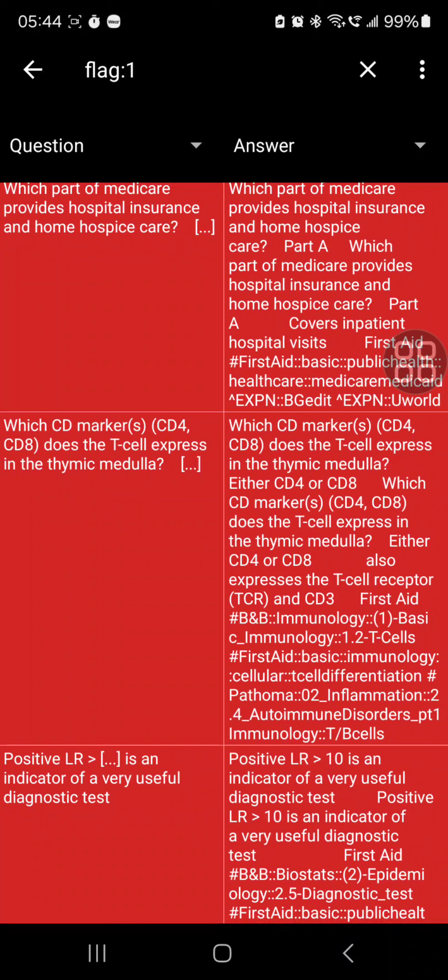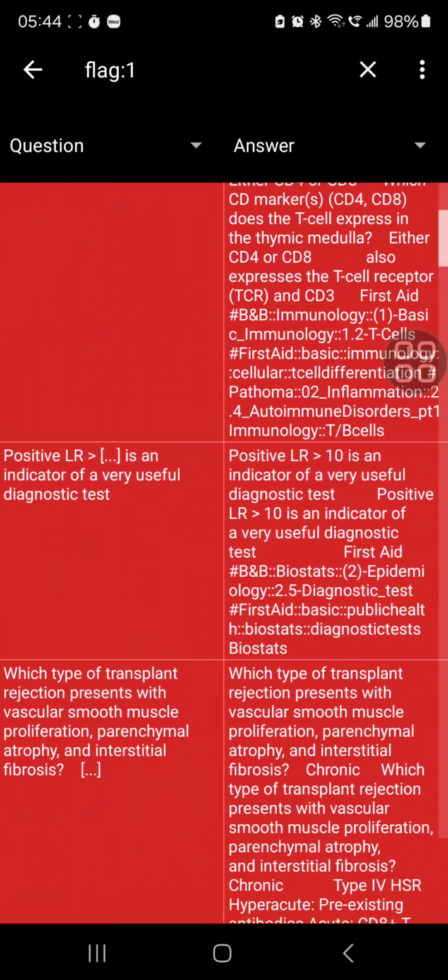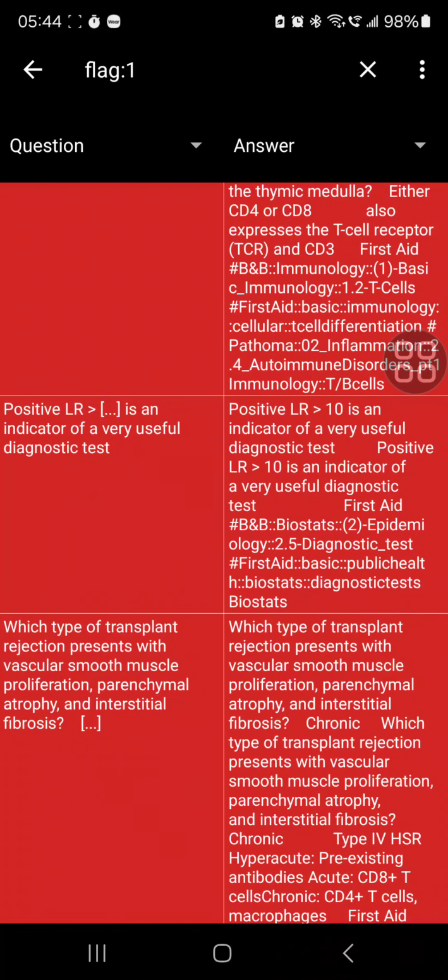With CD markers CD4 and CD8, which does the T cell express in the thymic medulla? Those will be either CD4 or CD8. A positive likelihood ratio greater than 10 is an indicator of a very useful diagnostic test. It is 10. Positive likelihood ratio.